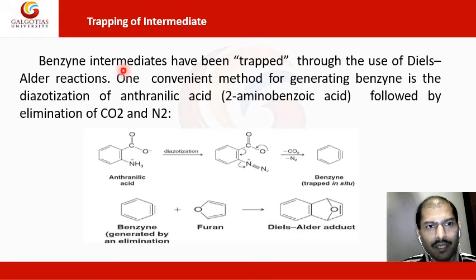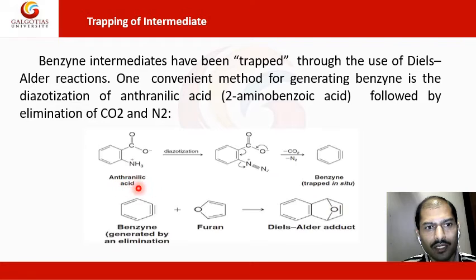Here the benzyne intermediate has been trapped through the use of the Diels-Alder reaction. One convenient method for generating benzyne is the diazotization of anthranilic acid, or you can say 2-amino-benzoic acid, followed by the elimination of carbon dioxide and nitrogen. So here you can see how these benzynes can be made.